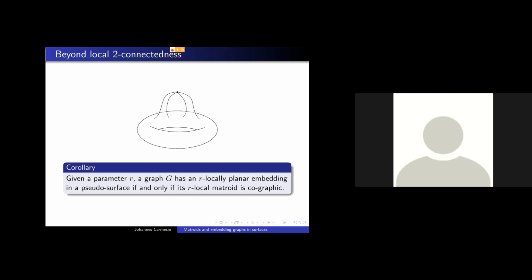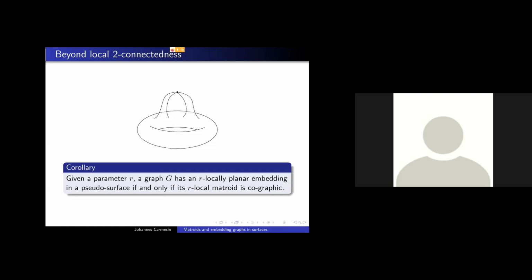Right, so how do we extend the theorem to graphs that need not be locally two-connected? Well, if you have an arbitrary graph that may have some local cut vertices here and there, then at these local cut vertices, you could split the graph locally, which gives you a locally two-connected graph. Then you apply the theorem, and then you glue back together these local cut vertices.